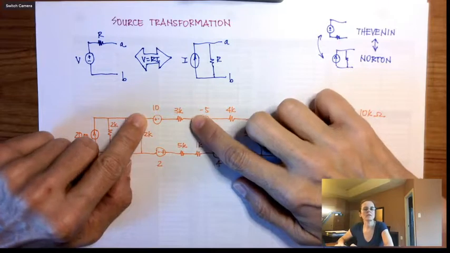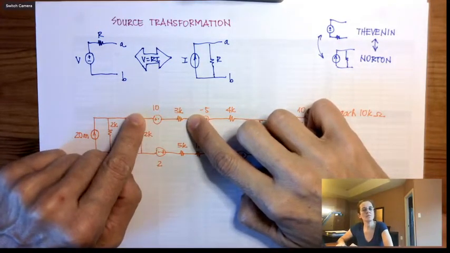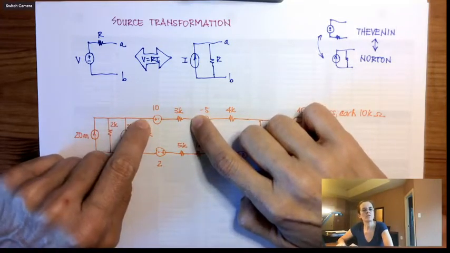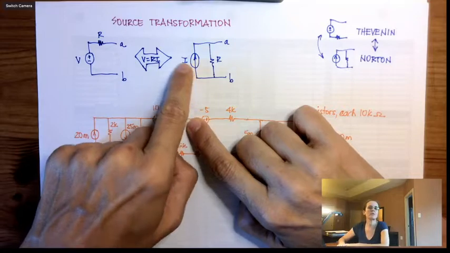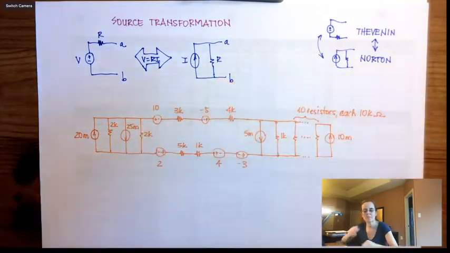For example, this one that has a voltage supply in series with a resistor, and you can swap it between those two same points. If this were A and this were B, you can swap it with a current supply in parallel with a resistor.